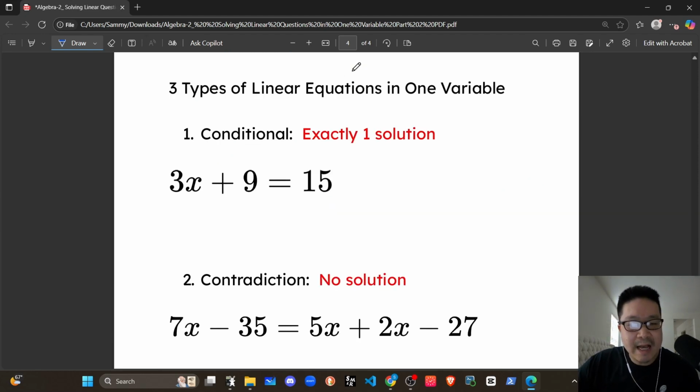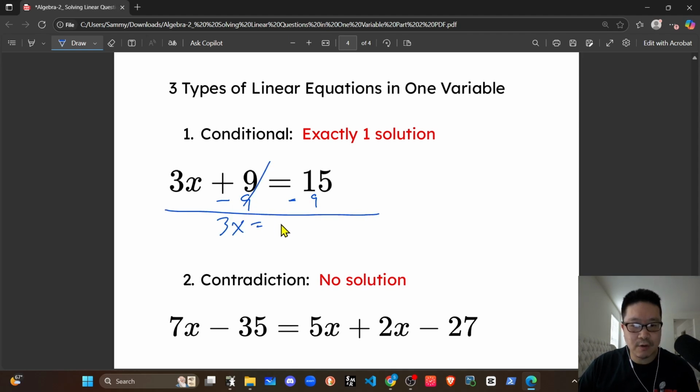So the last part of the lesson has to do with the types of linear equations in one variable. There's actually three types of linear equations you can run into. First is called conditional, and that is when you have exactly one solution. So we can solve for x in this example, and that'll give us 3x equals 6 and x equals 2. So since we have only one solution, this would be considered a conditional equation.